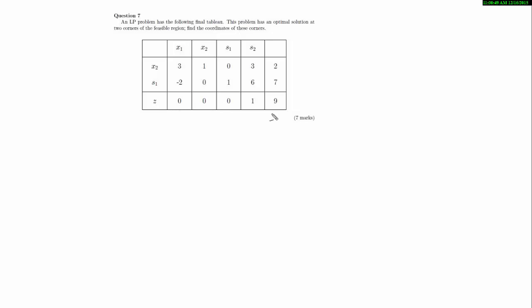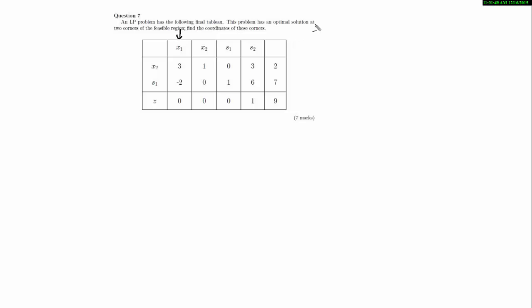so we can stop the simplex algorithm here to find an optimal solution at one pair of coordinates. But we can also notice that there's a zero entry in the Z row of a non-basic variable column, x1, and that means that we can complete one more pivot using x1 as an entering variable. But for the moment, let's just find the first set of coordinates where an optimal solution occurs.